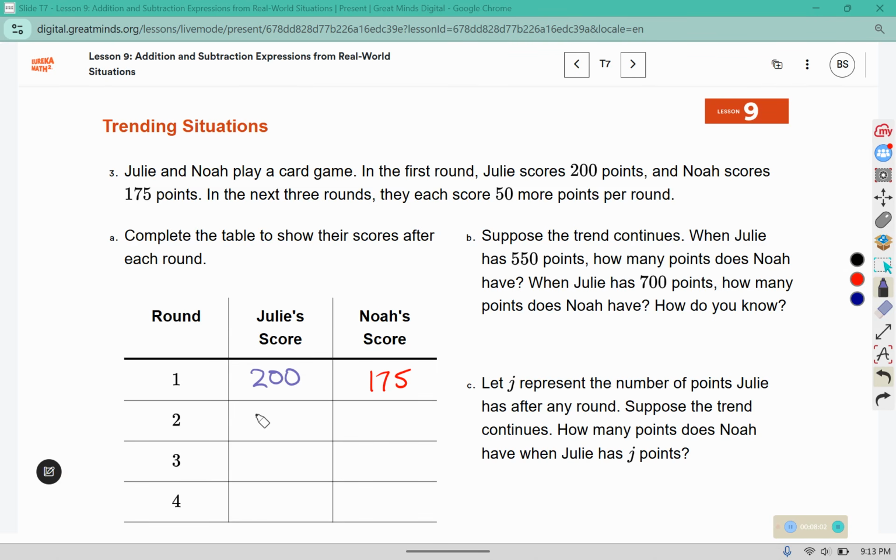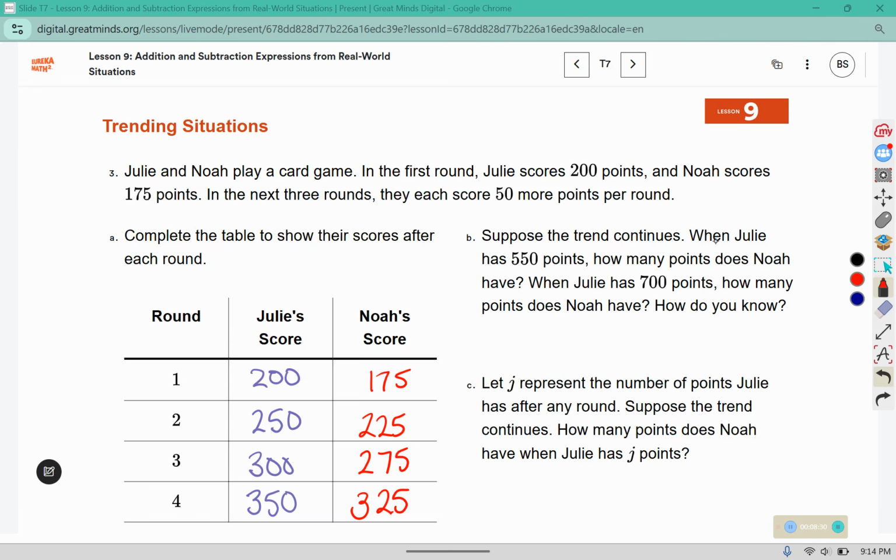So she went from 200 to 250. Then in the third round, she went from 250 to 300. And in the fourth round, she would have 350. Noah started with 175 from the first round. If we add 50, that would give him 225, then 275, and then 325.